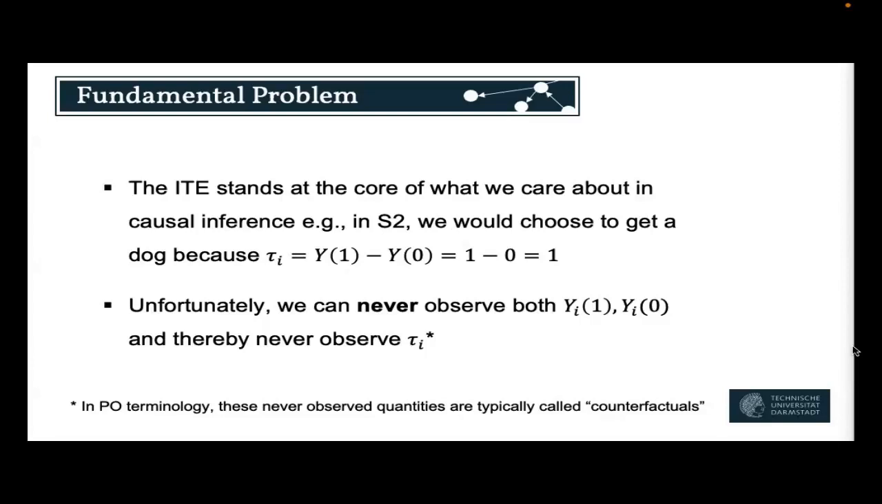Why? Because of this very nature of things, right? If you observe, for example, this one, where you get a dog, you will never observe this one, right? And this one is counter to fact, counter to reality. So that's why it makes sense to call these POs counterfactuals in the first place. But we don't opt for using that because it would be confused with the Pearl stuff and everything. So we just stick to PO.